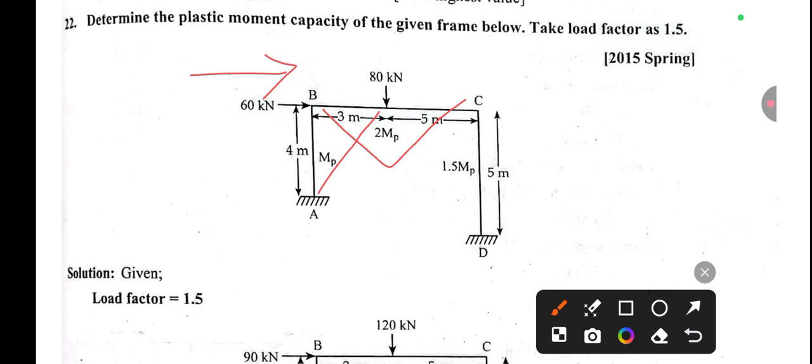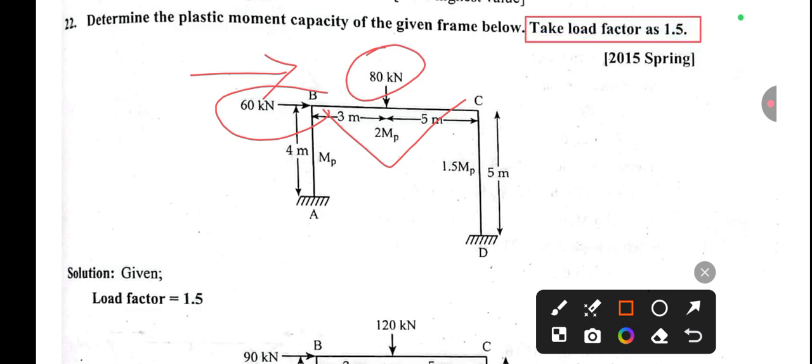So overall we need to calculate two different mechanisms. First one, due to this 80 kN load, will be the beam mechanism, and due to this 60 kN it will be the sway mechanism. So let's see. In this question we have a given load factor of 1.5, and we need to calculate the plastic moment capacity. So now let's start the solution.